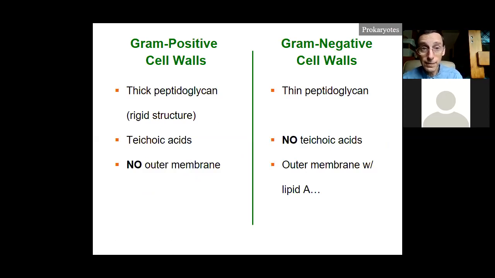So when we look at the differences between the gram-positive cells and the gram-negative cells, we're only looking at the differences in the cell wall. The gram-positive cell walls have a thick peptidoglycan. The gram-negatives have a thin peptidoglycan. The gram-positive cell walls have teichoic acid and lipoteichoic acid. The gram-negative cell walls have no teichoic acid. The gram-positive cell walls have no outer membrane. The gram-negative cell walls have an outer membrane, and that outer membrane has lipid A with it, and that's important because lipid A is an endotoxin. Any questions there?